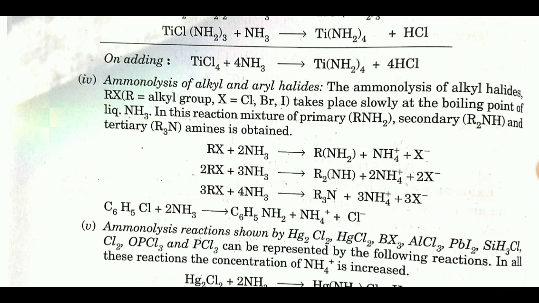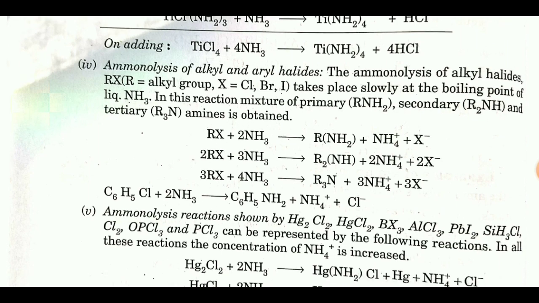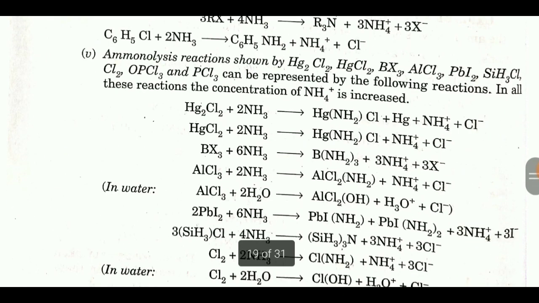The ammonolysis of alkyl halides RX, where R is an alkyl group and X can be chlorine, bromine or iodine, takes place slowly at the boiling point of liquid ammonia. In this reaction, a mixture of primary RNH2, secondary R2NH and tertiary R3N amines is obtained. Fifth, ammonolysis reactions shown by Hg2Cl2, HgCl2, BX3, AlCl3, PbI2, SiH3Cl. In these reactions, the concentration of NH4+ is increased.